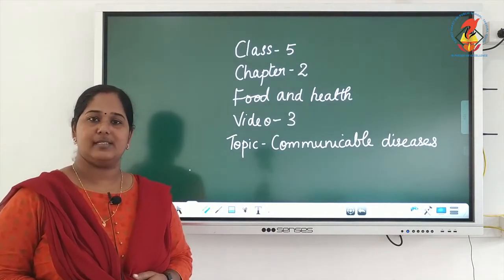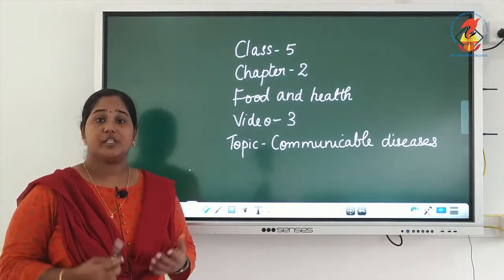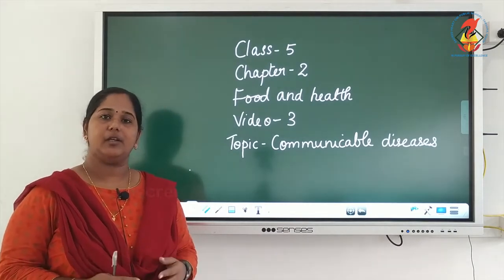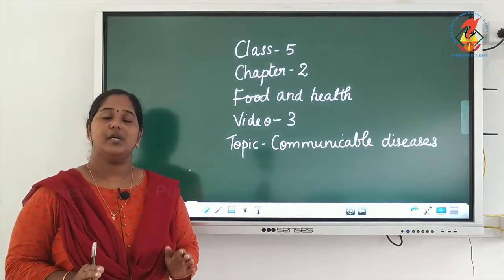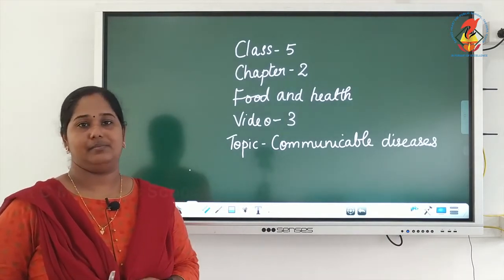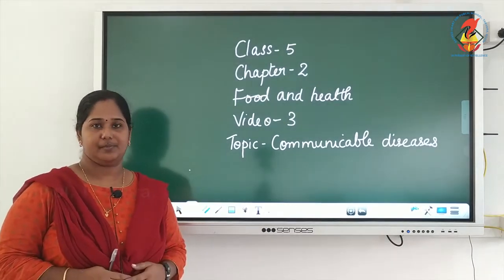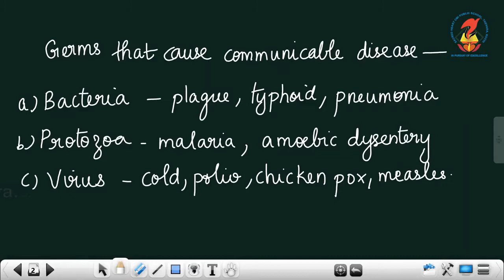If these communicable diseases are spreading from one person to another, there should be a carrier for this. And these carriers are actually microbes or germs. What is a microbe? A microbe is a small living organism. These microbes or germs are of different types: bacteria, protozoa and virus. These are the three main types of germs or microbes that cause communicable diseases.